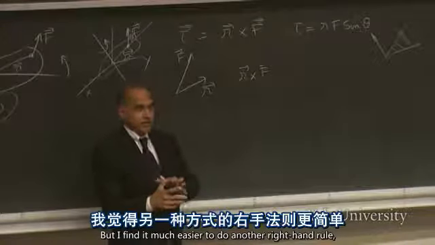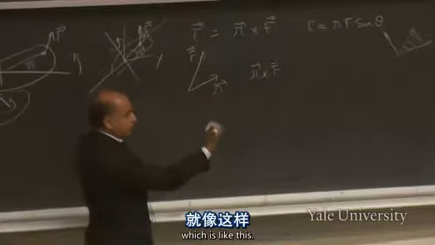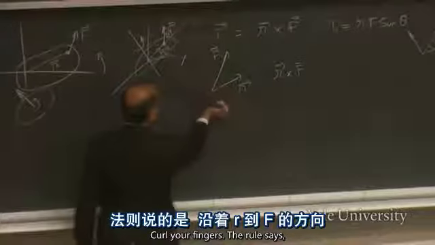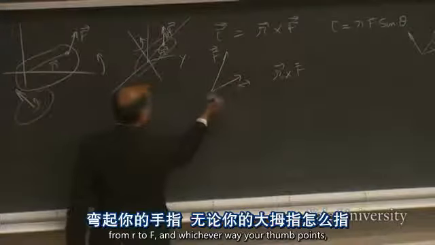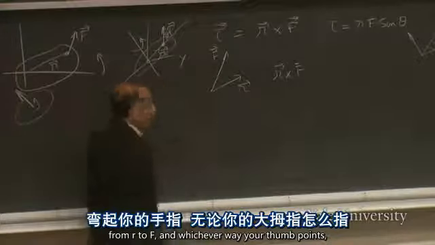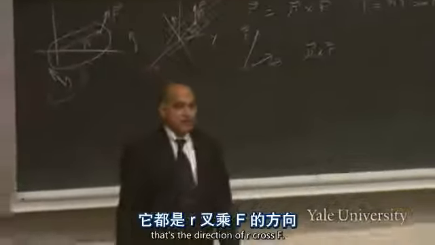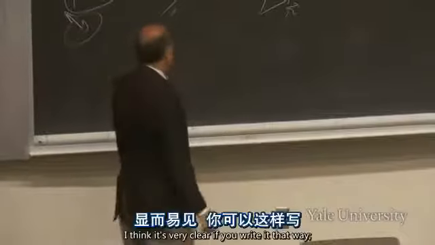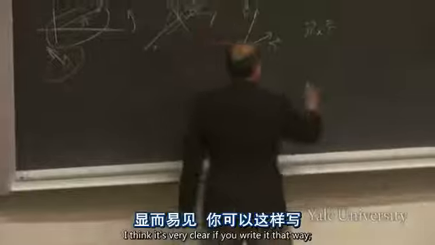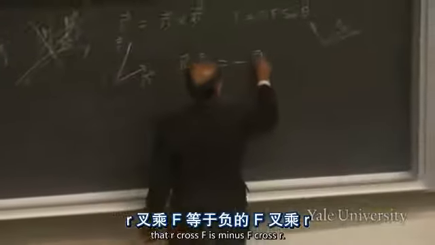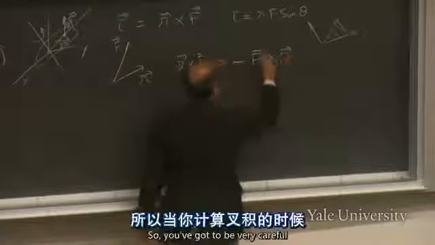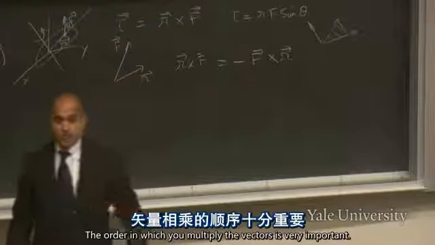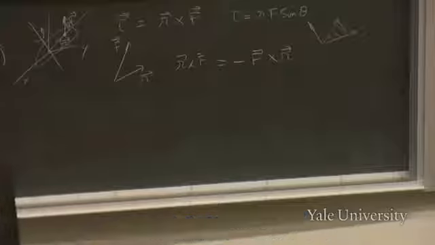But I find it much easier to do another right-hand rule, which is like this. You can see that in books too. Curl your fingers, the rule says, from r to F. And whichever way your thumb points, that's the direction of r cross F. I think it's very clear if you write it that way that r cross F is minus F cross r. So you've got to be very careful when you take this cross product. The order in which you multiply the vectors is very important.